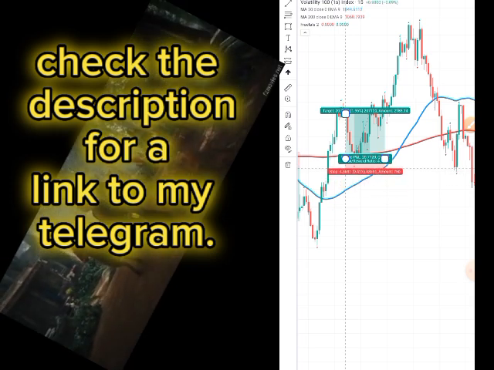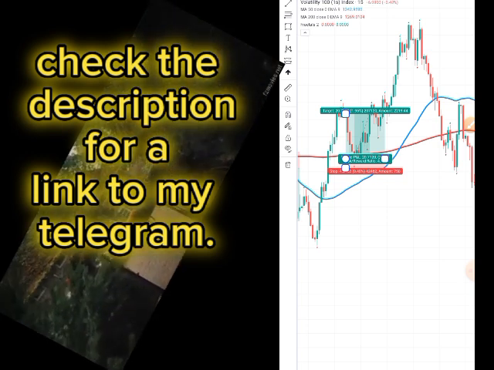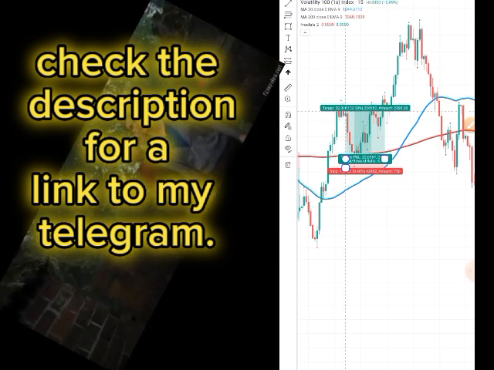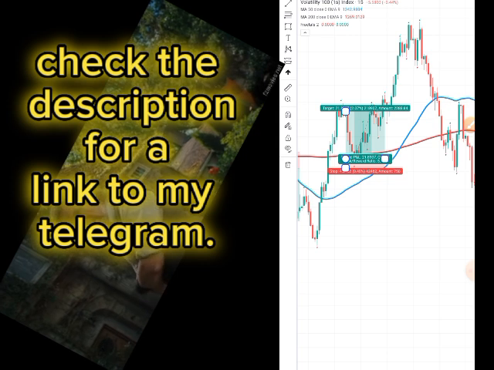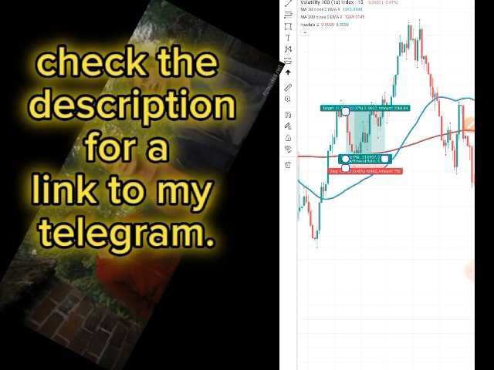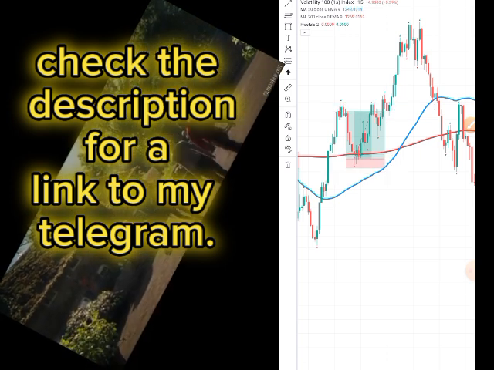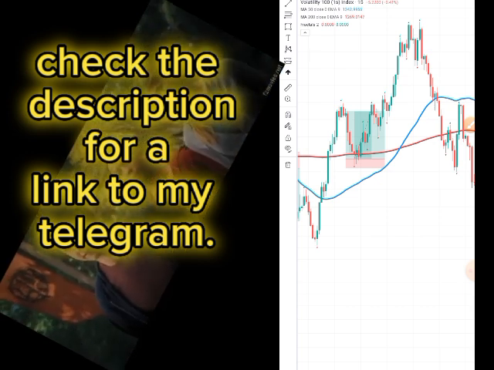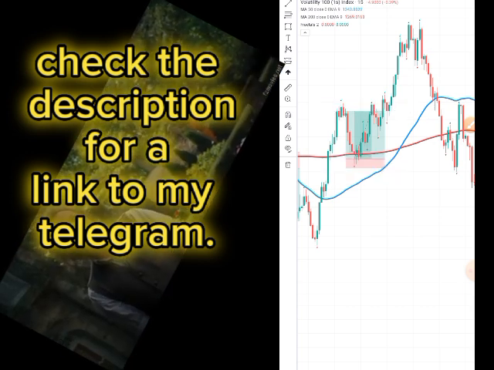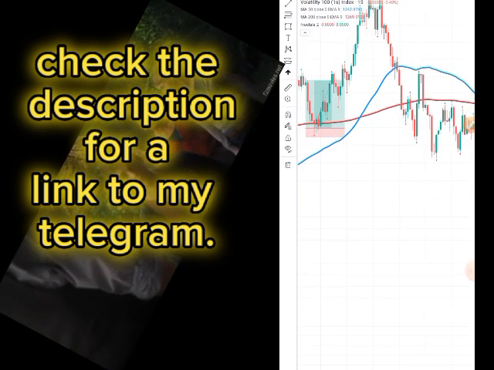Just place it at the bottom of the fractal, and then you target the most recent high, and this is giving us about a 1 to 5 risk reward ratio. 1 to 5, you see, and our TP was hit very easily, guys. When it breaks, now look at this, guys.